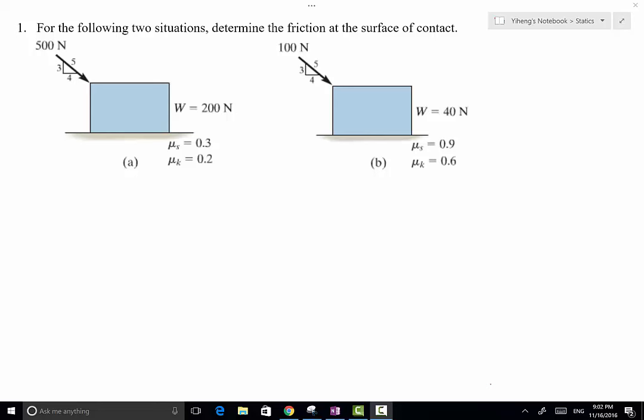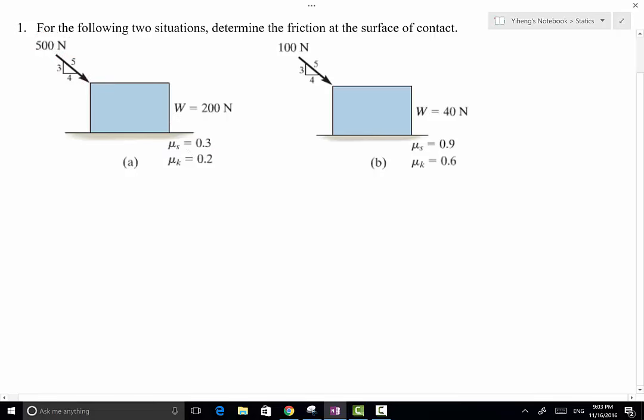Let's look at this problem. We have two situations. In each situation, we have a box with given weight and an external force applied on it with a given direction. And we are also given the coefficient of static friction and the coefficient of kinetic friction between the box and the contacting surface. And in each situation, we need to determine what the friction force is.